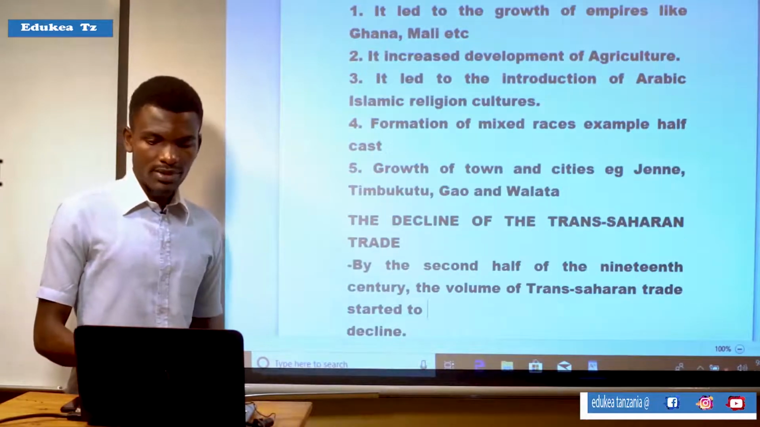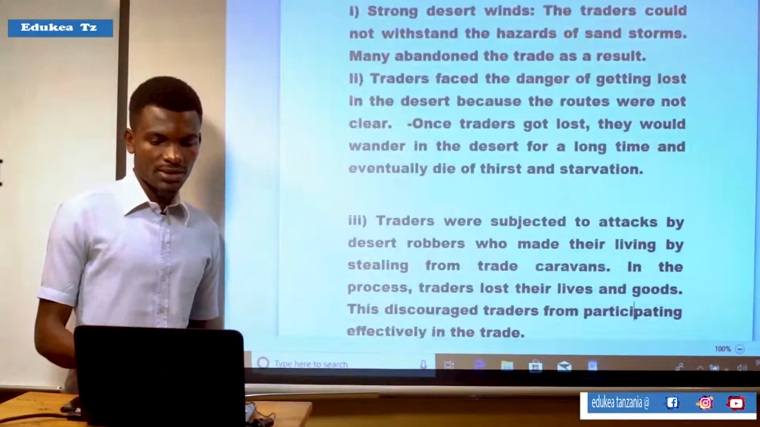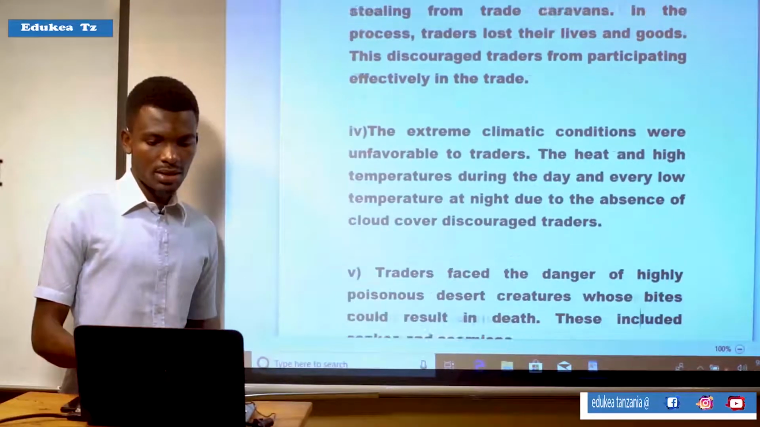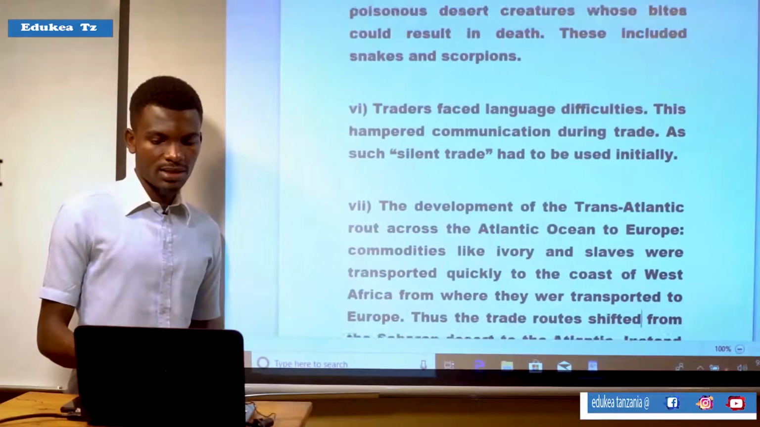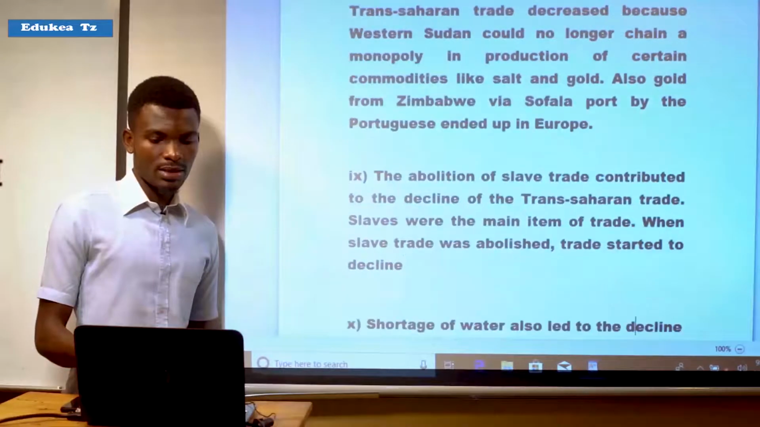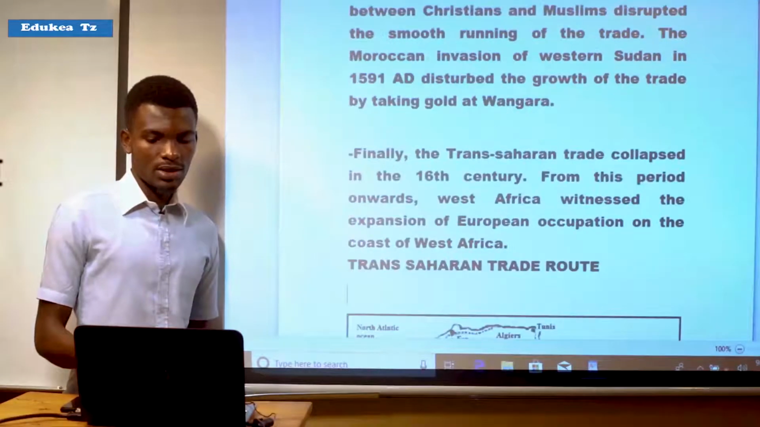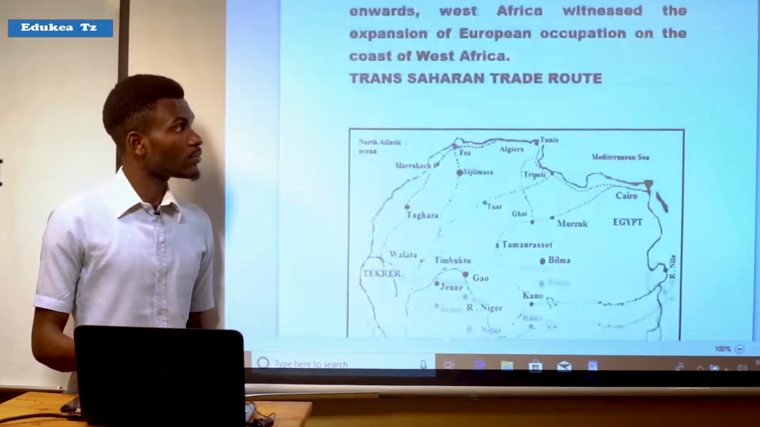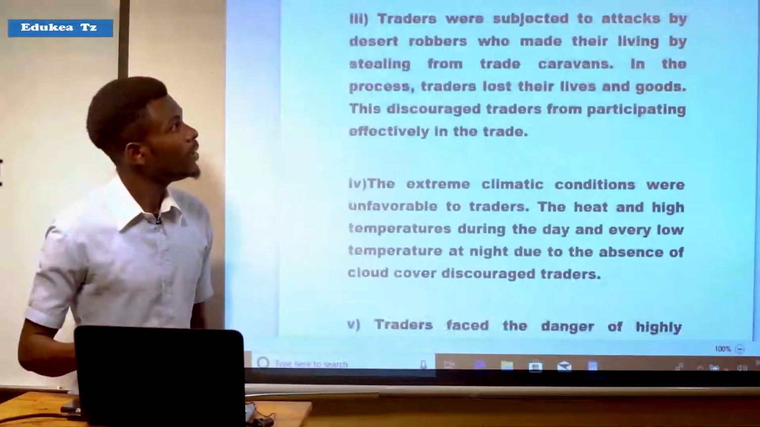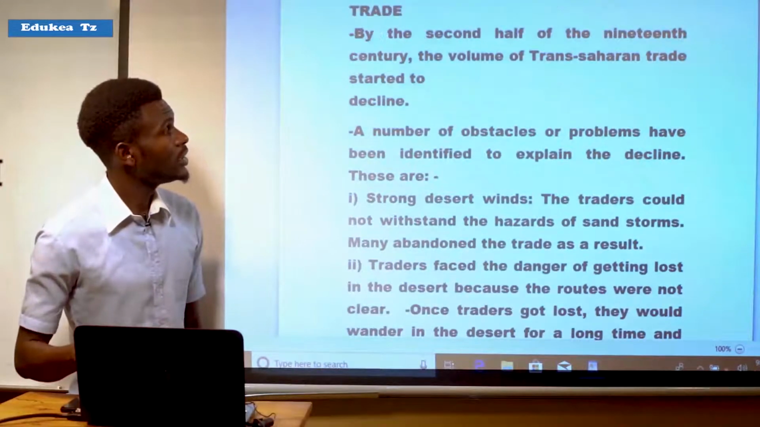Also, let us see the decline of Transatlantic trade. What were the factors that made the decline of Transatlantic trade? The factors that made the decline of Transatlantic trade.